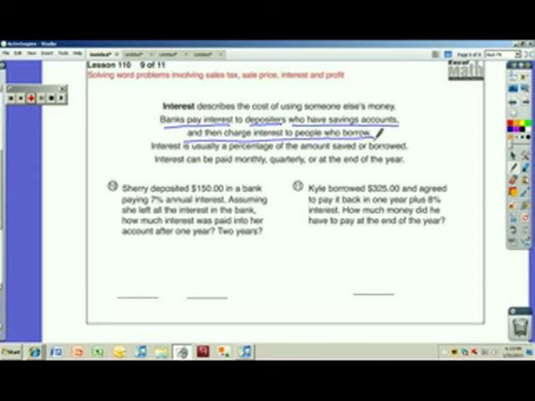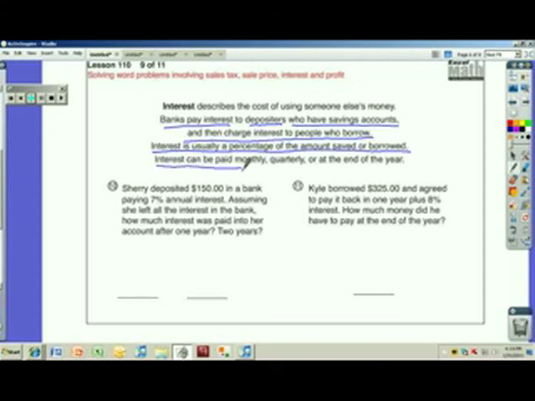So if you put your money in the bank, they give you interest. If you go to buy a car and you borrow money from the bank, you got to pay the bank interest. Does that make sense? Yeah. It's like paying to use money, paying extra money. That's what interest is. Interest is usually a percentage of the amount saved or borrowed.